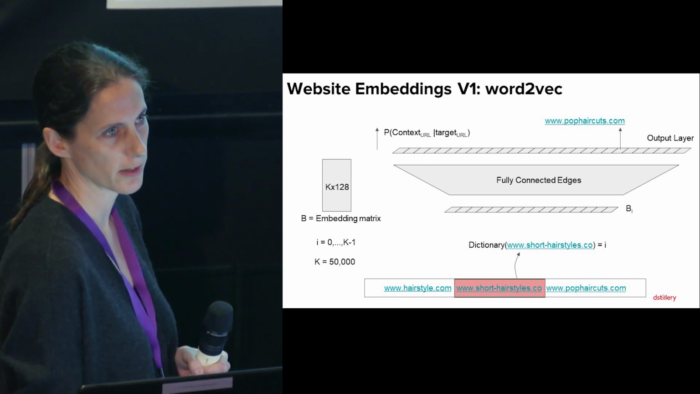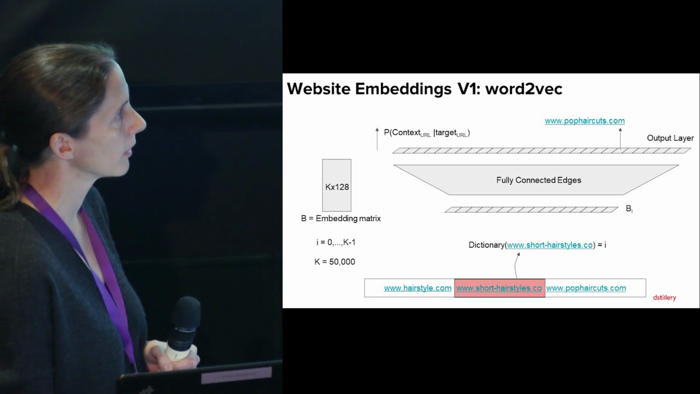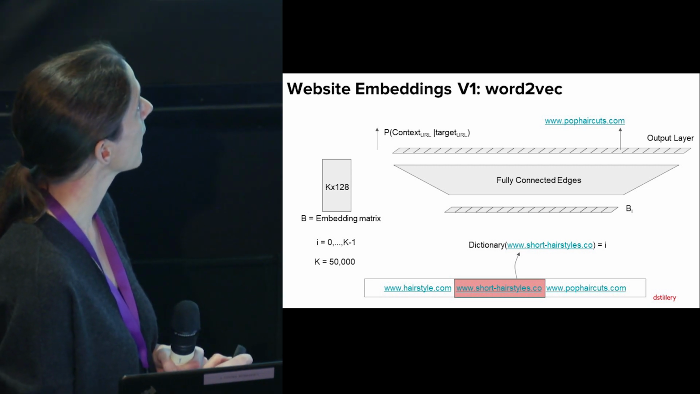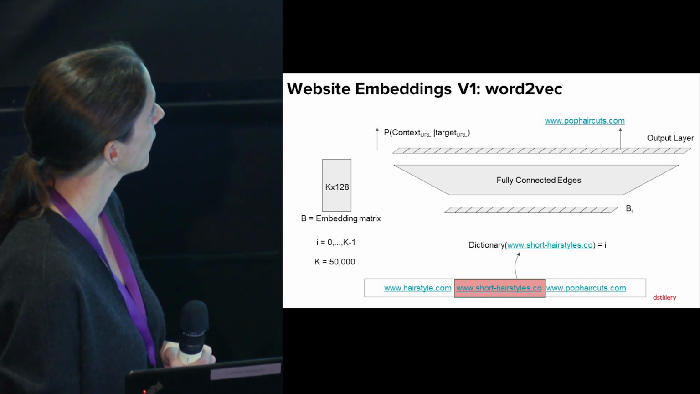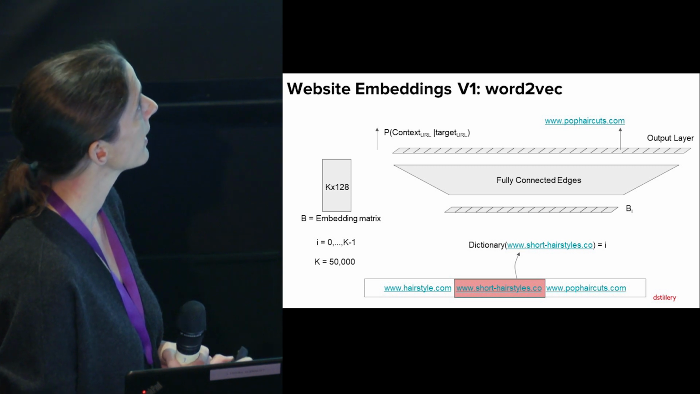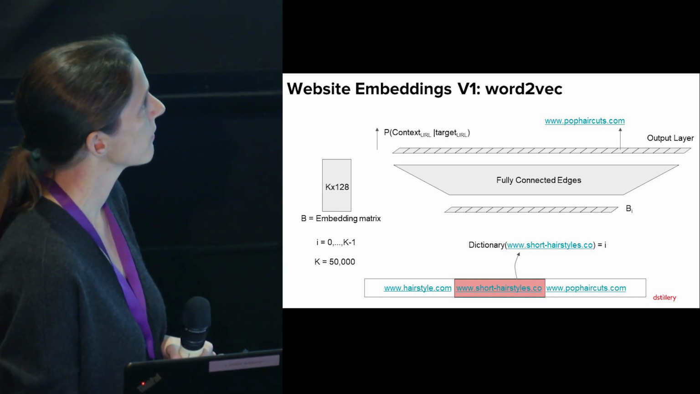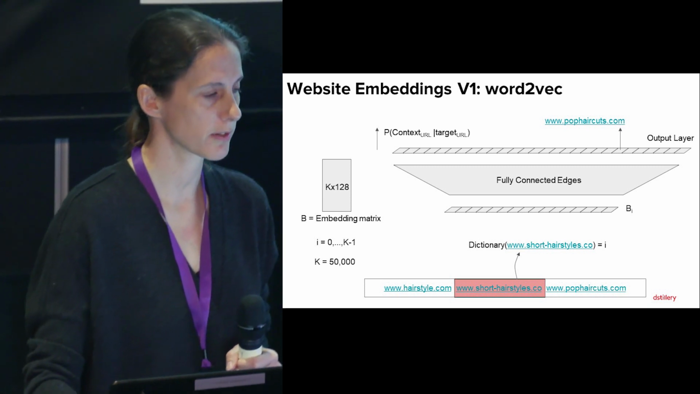the target URL is shorthairstyles.co. There is a dictionary that defines a one-to-one mapping between each URL we are training an embedding for and a row in the embedding matrix. In this example, we're learning embeddings for 50,000 URLs. Our embeddings are dimension 128, so we have an embedding matrix that's 50,000 by 128. This works quite well.